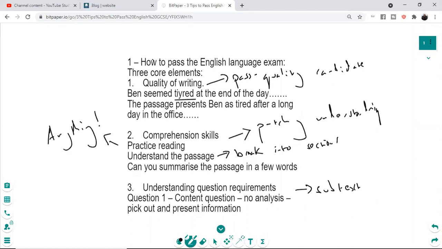So your three big tips here: improve your quality of writing, develop a reading habit, and that should improve your comprehension skills, and then work on your exam technique, understand the question requirements. There are obviously other channels on YouTube which offer you some tips on these different aspects. You also have my resources as well, so go and check those out.